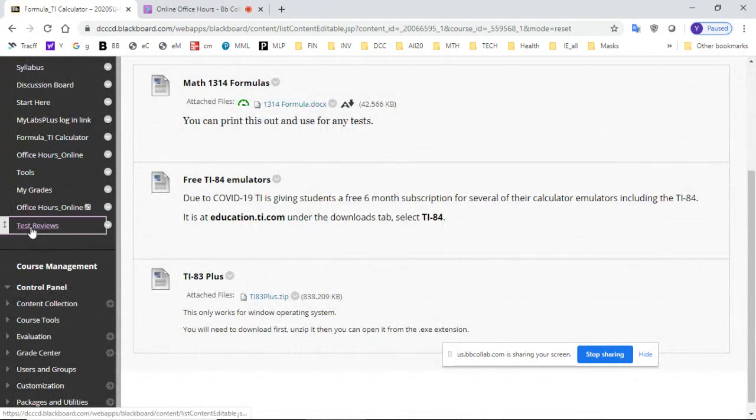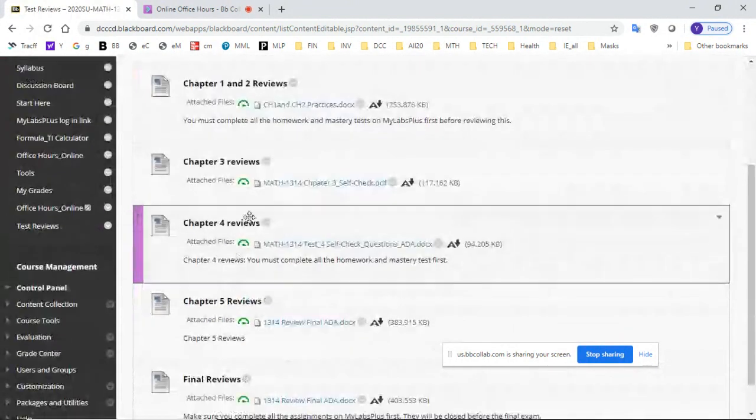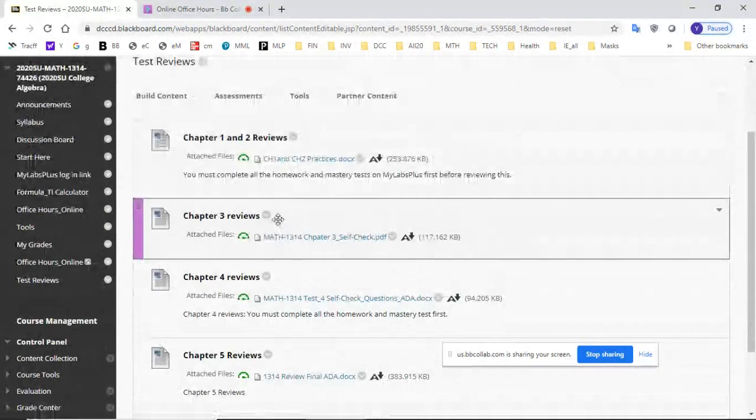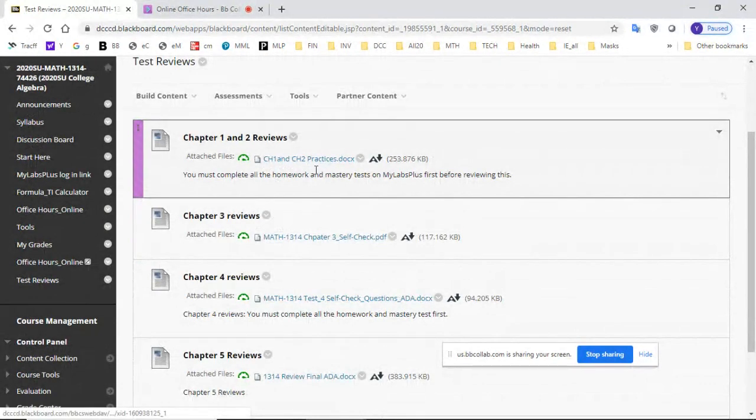Another one is the test review. That's the one where you have test 1, test 2 review. This gives you a little bit of additional review from the chapter. But this doesn't substitute. You still have to do the mastery test, which is the one on MyNetPlus.